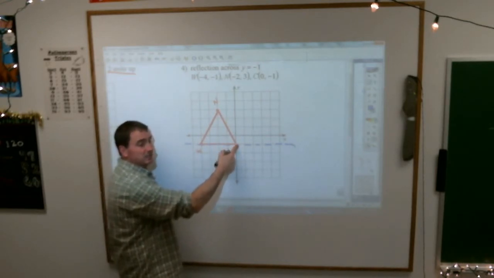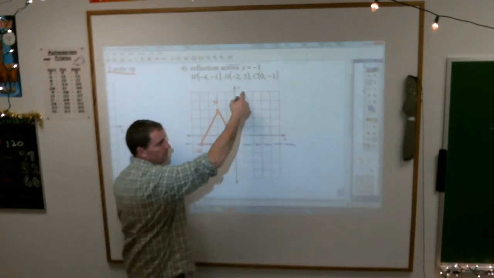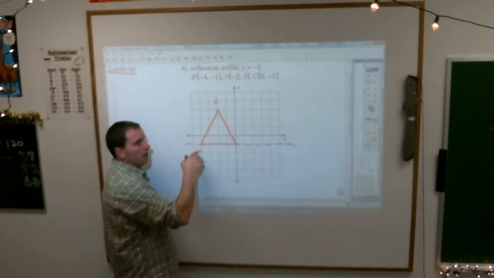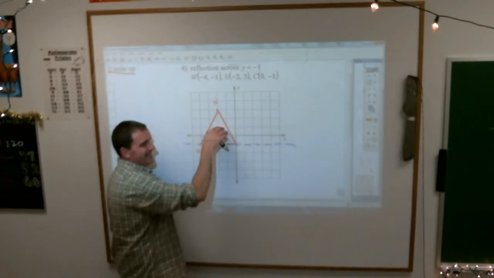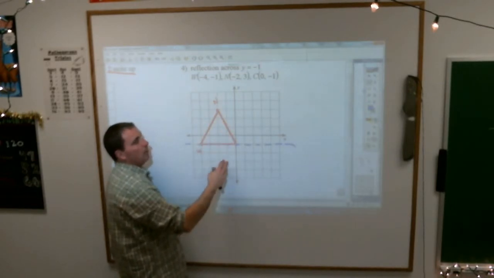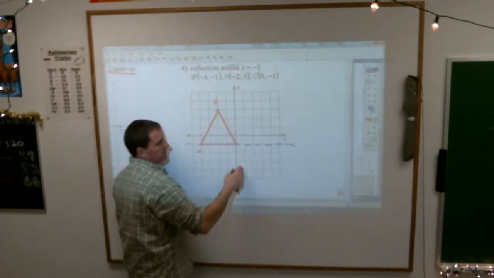If it would have said x is 1, then where x is 1, x's go up and down, y's go across. All y's will be parallel to the x-axis. That gets a little confusing, but that's the way it works. All x's are parallel to the y-axis.